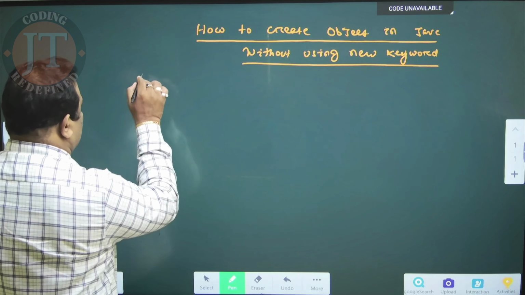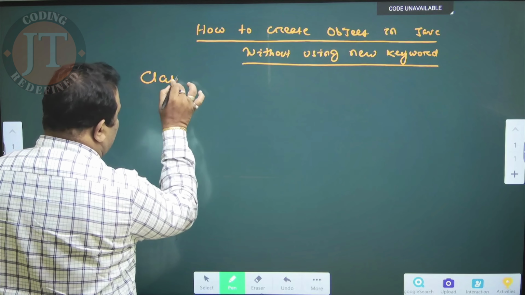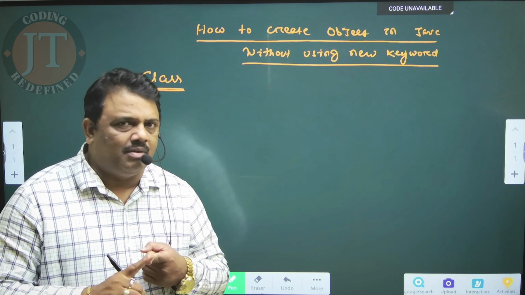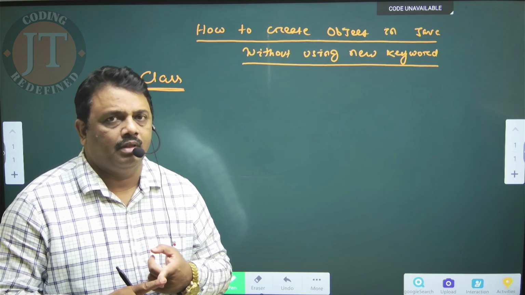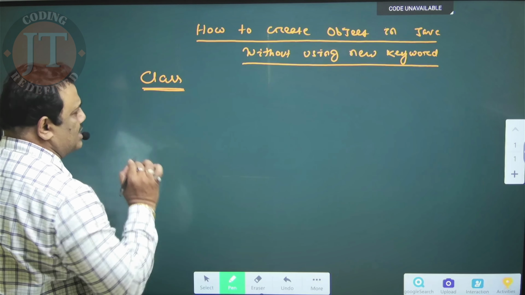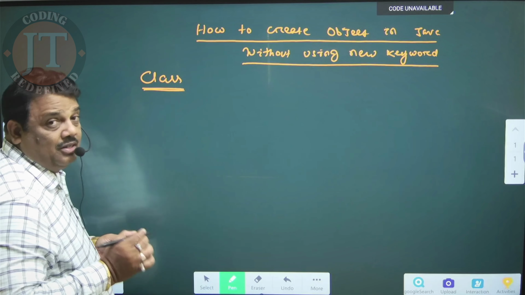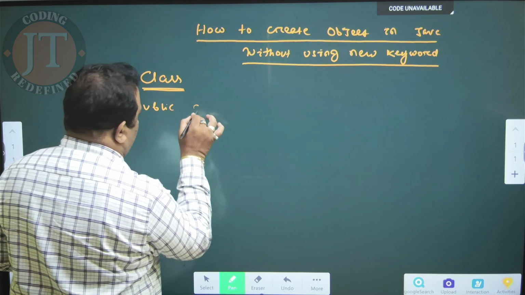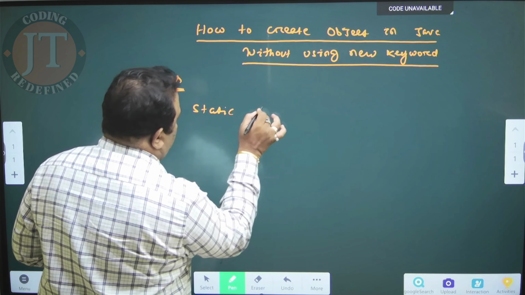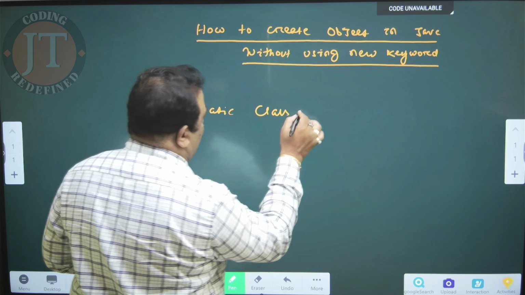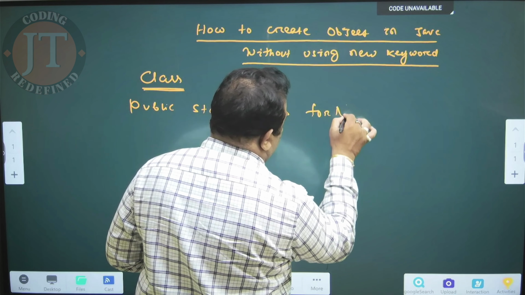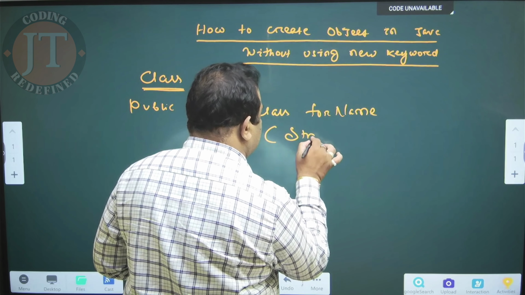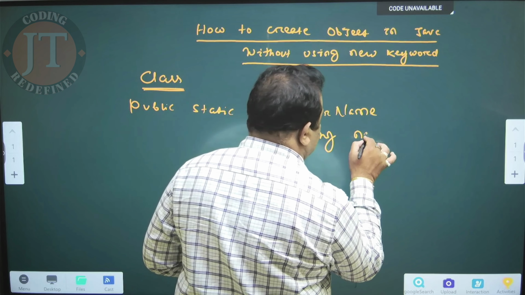You know that Class is a predefined class in Java. It is defined in the java.lang package. The first method available in the Class class is public static Class forName. You know that, forName. When I pass a parameter, it is a String, that is the class name.